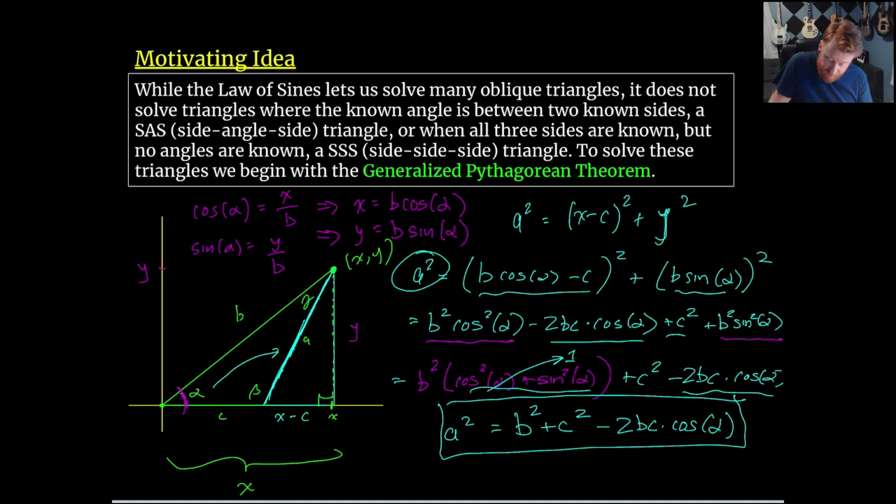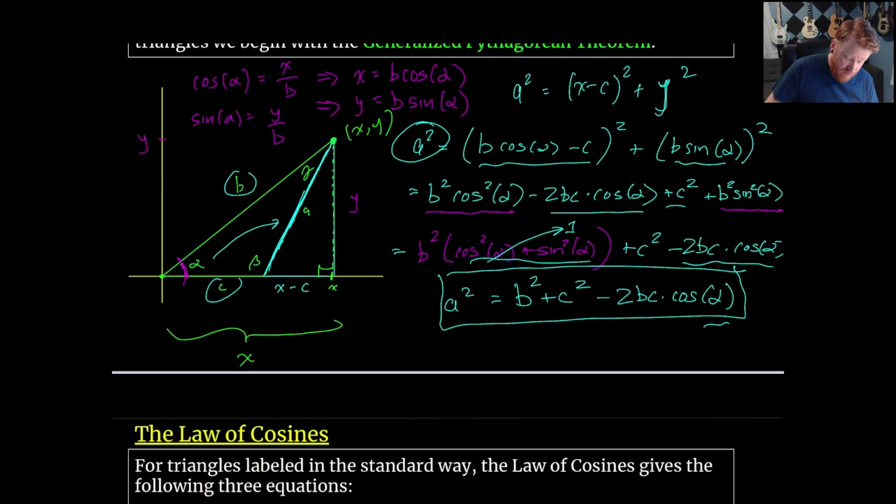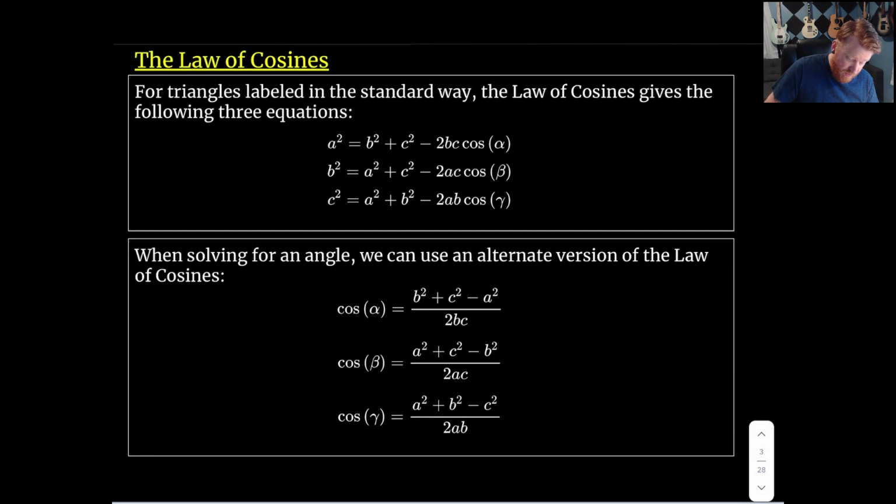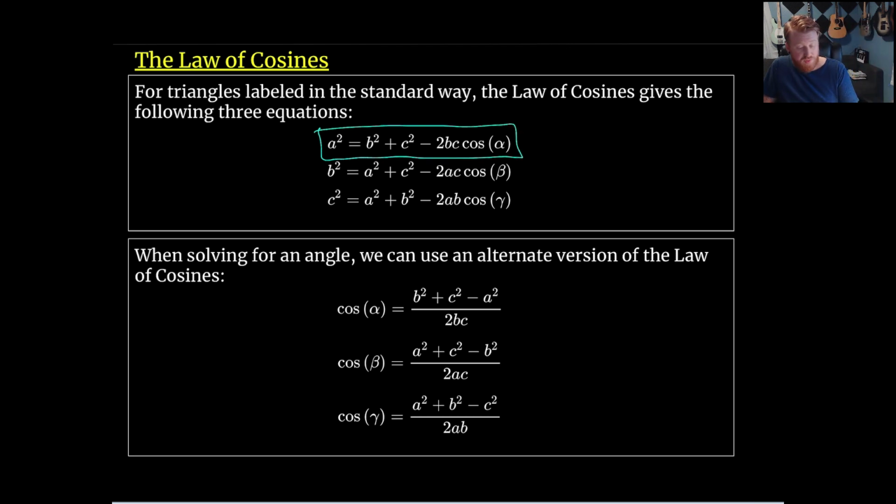If we know what alpha is, we can take the cosine. And if we know what the sides around it are, b and c, now we have a formula that allows us to do this. So we could do a similar argument to find the other ones, but let's go ahead and take a look at all of the law of cosines here. So here's the first one that we found on the previous page, that a squared is equal to b squared plus c squared minus 2bc cosine of alpha.